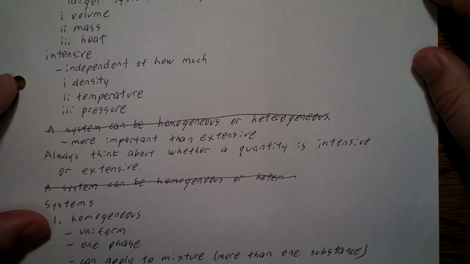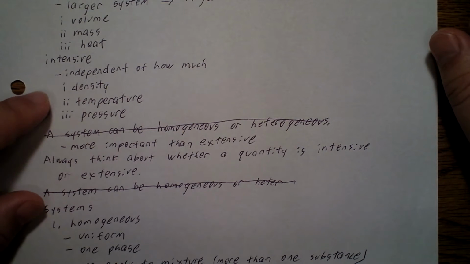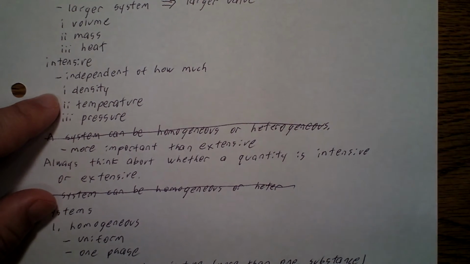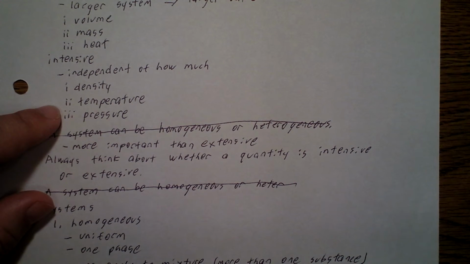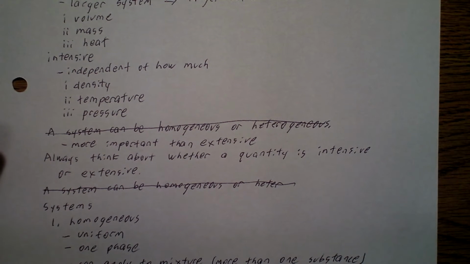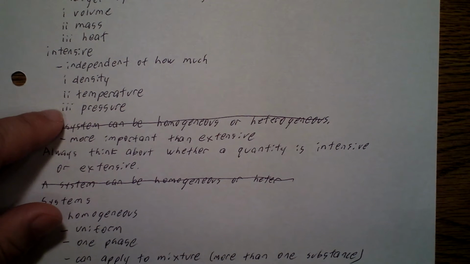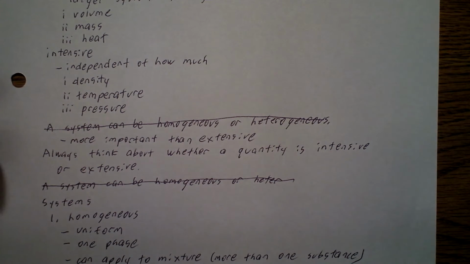Now for comparison, there's intensive, which is independent of how much. For example, density, temperature, or pressure. If you have a pile of gold at one density, you add some more gold, the same density. Same thing, temperature. If you have a bucket of water at one temperature, you add another bucket of water at the same temperature, the double-sized bucket has the same temperature as before. And then same with pressure. If you have one hot air balloon full of air at one pressure and you add another hot air balloon full of air at another pressure, the two balloons, they got the same pressure still.